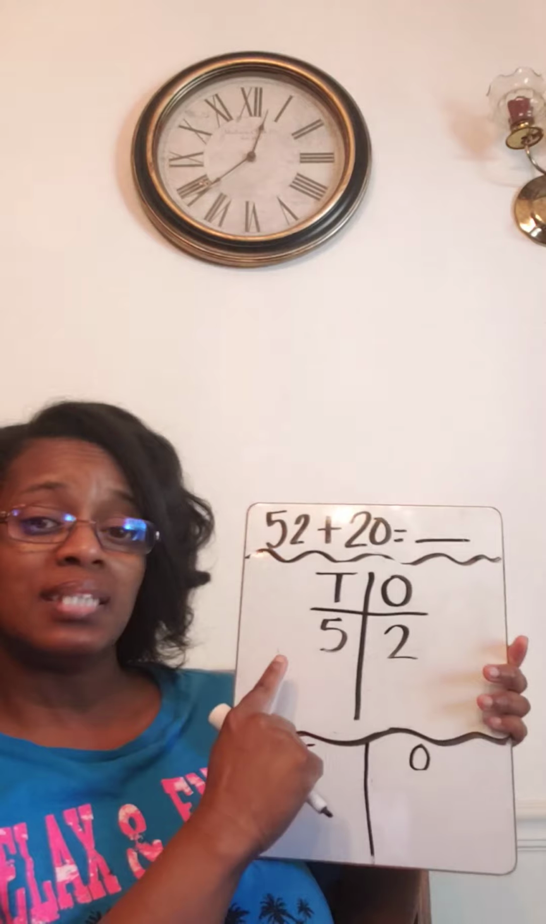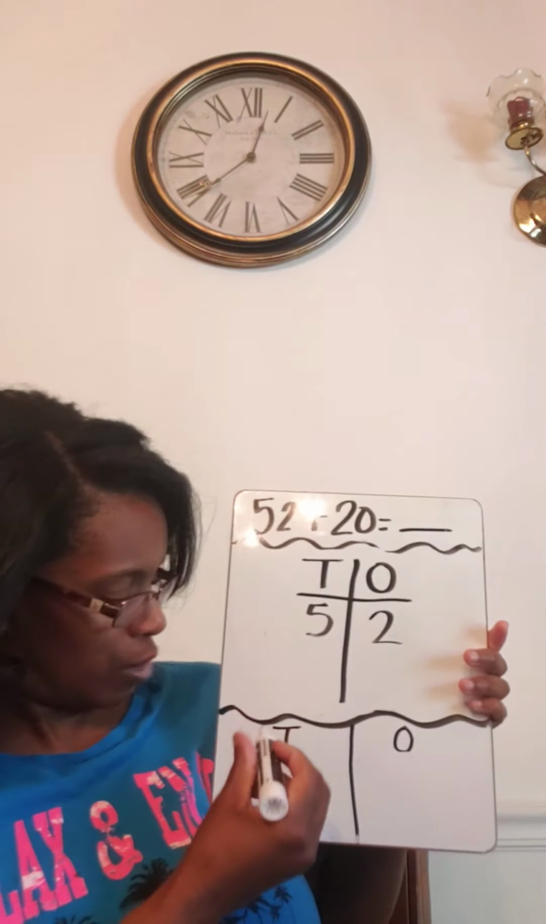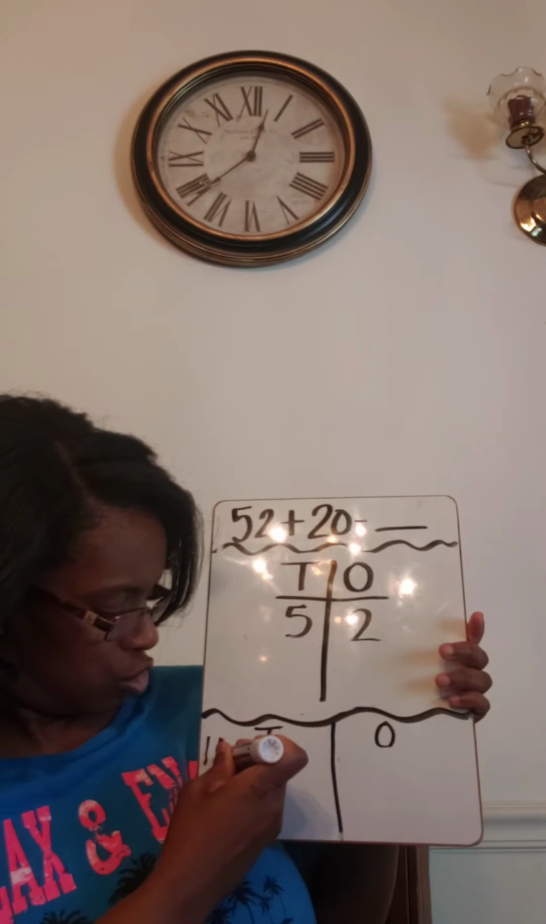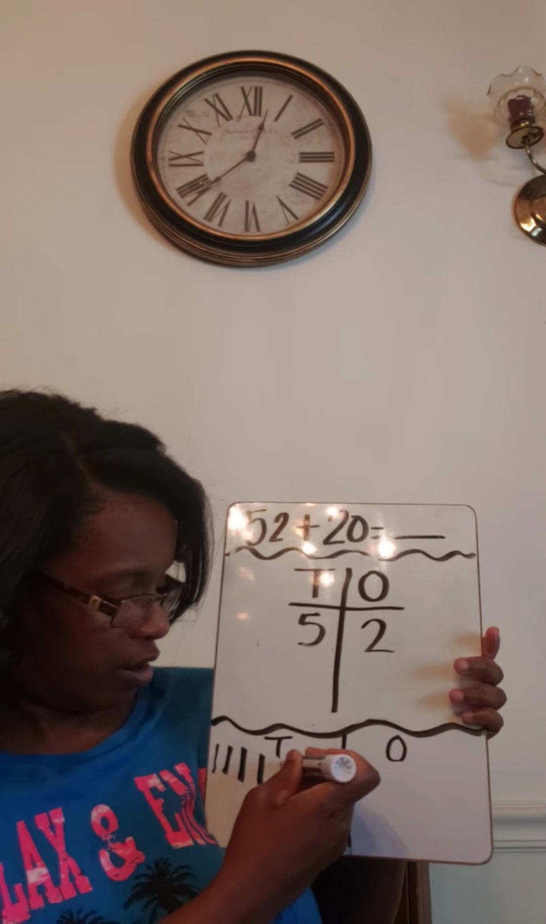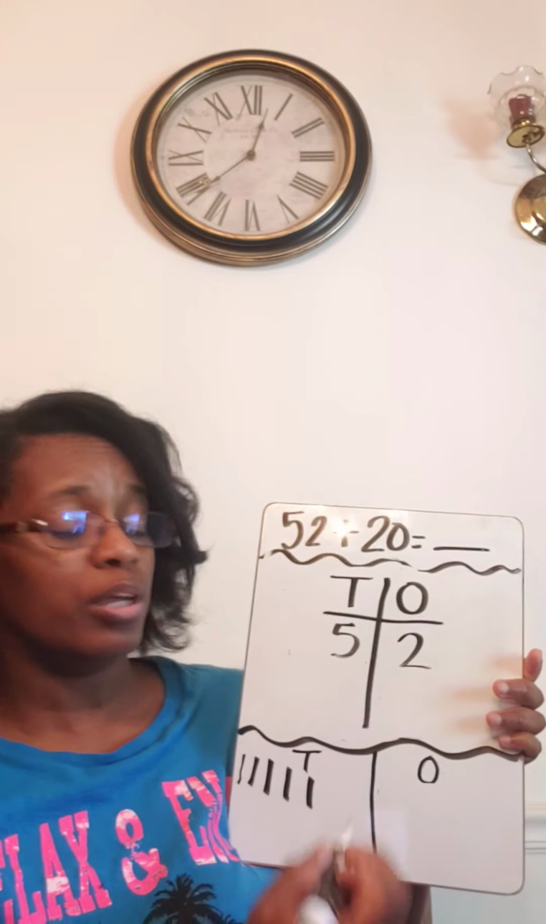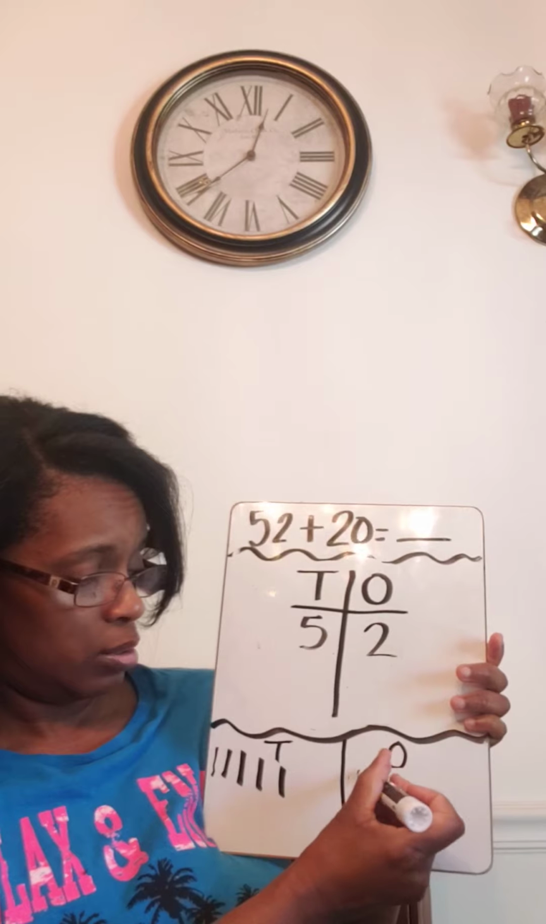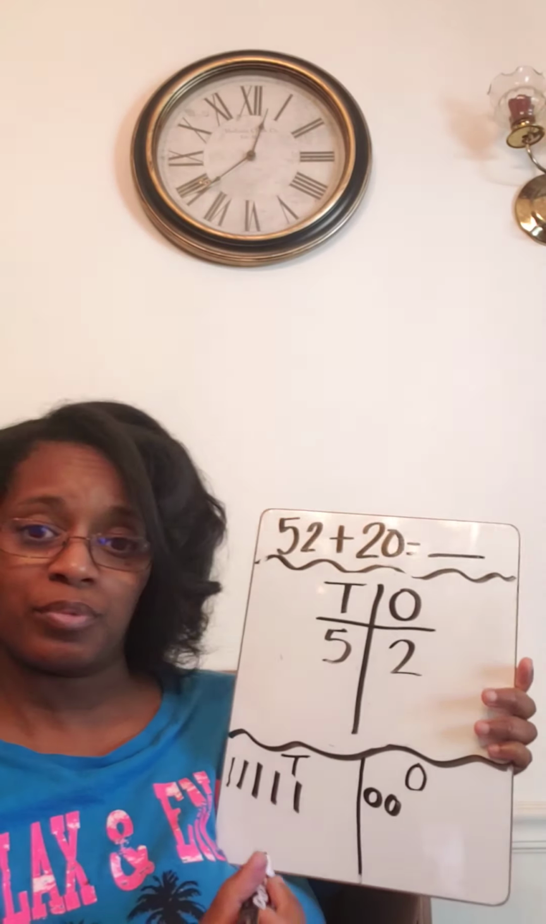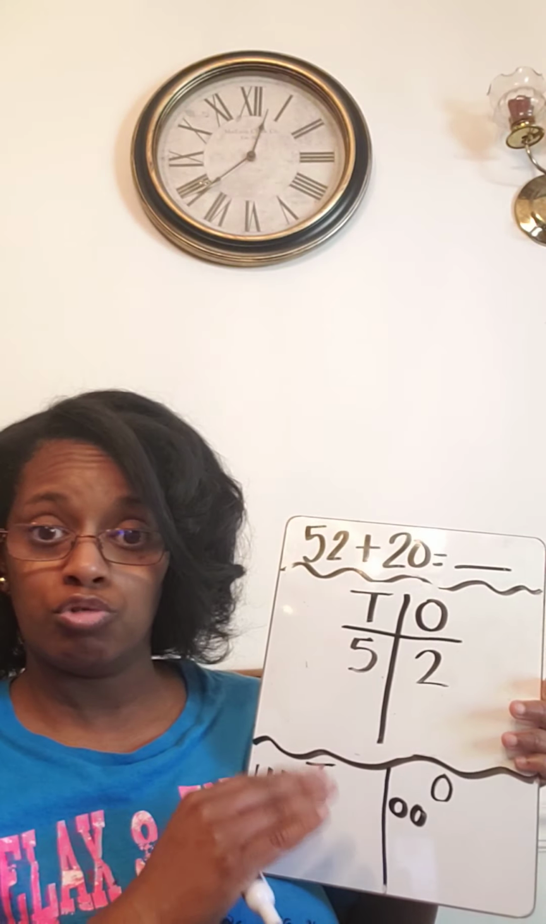Now, before we get to the other number, let's go ahead and draw the picture. How many tens are there in 52? 5. So I'm going to draw that. 1, 2, 3, 4, 5. How many ones are there? 2. 1, 2. Okay, so we're done with 52, drawing that out.